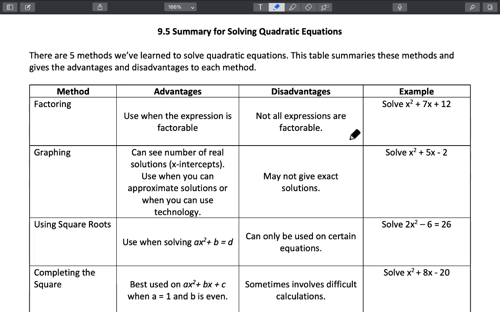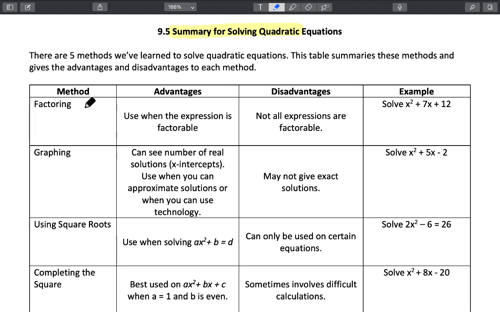Hey guys, welcome to Chapter 9, Section 5. This is going to be a little summary of solving quadratic equations. We've actually learned quite a few methods for solving quadratic equations, and we just want to pause to make sure we understand all of those.